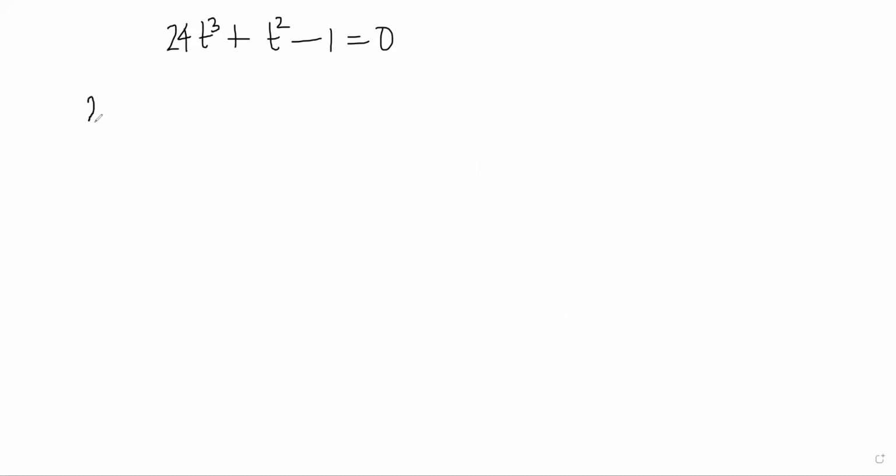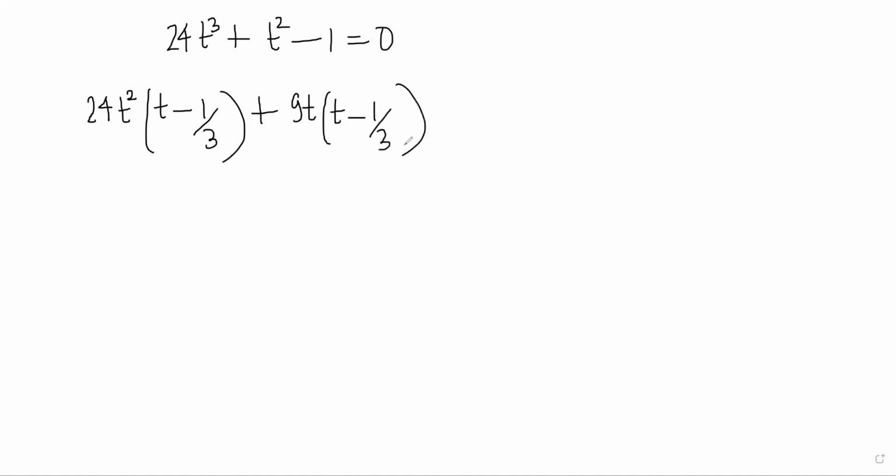You can say 24 t square into t minus 1 by 3, right? So this is 24 t cube minus 8 t square. So I need a plus 9 t into t minus 1 by 3, right? So that minus 8 t square plus 9 t square is plus t square. You get a minus 3t, so plus 3 t minus 1 by 3, correct?